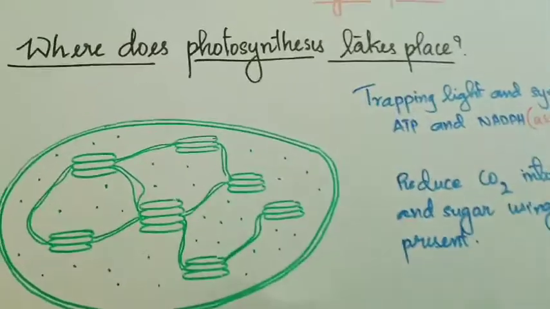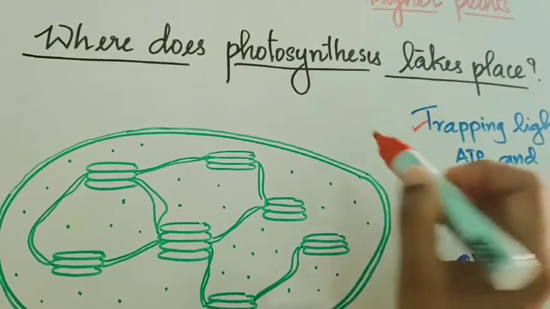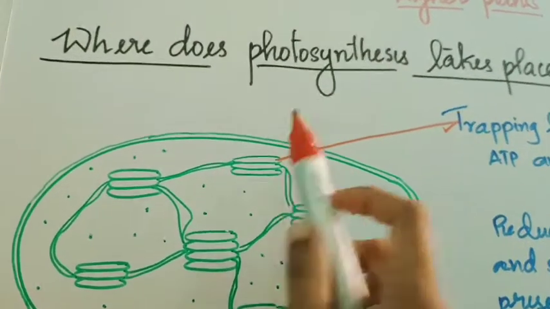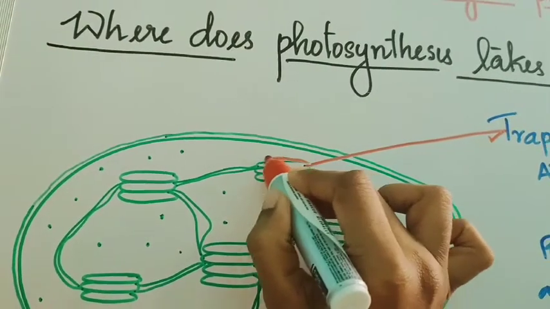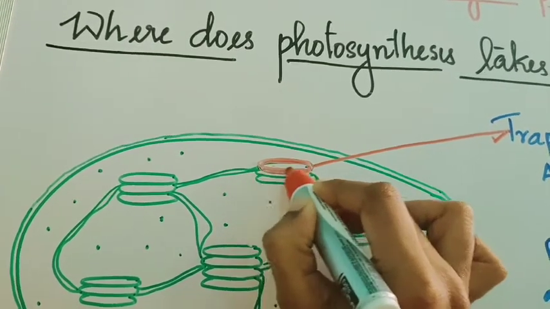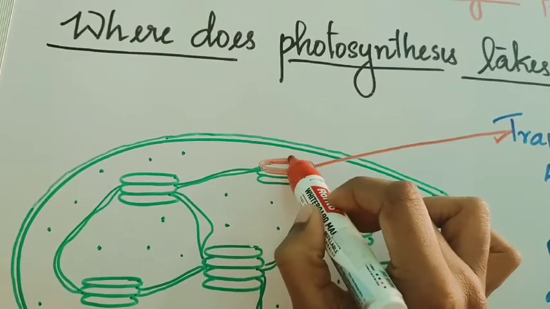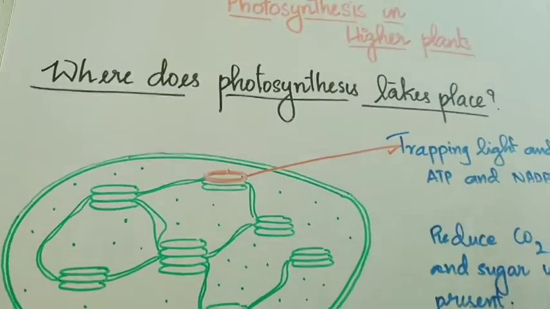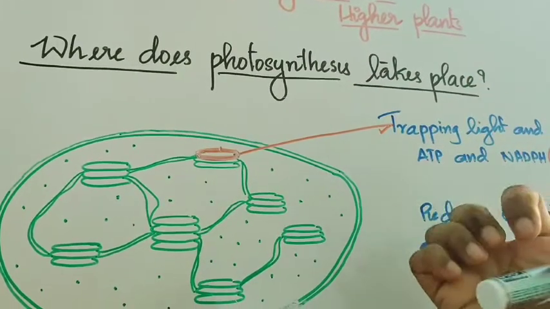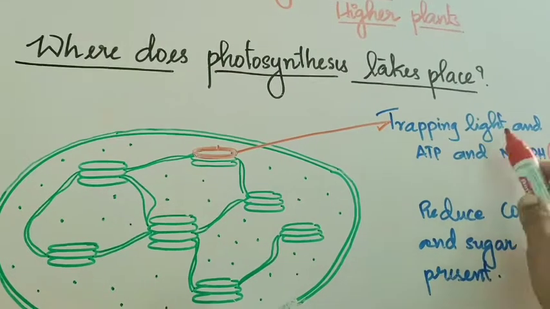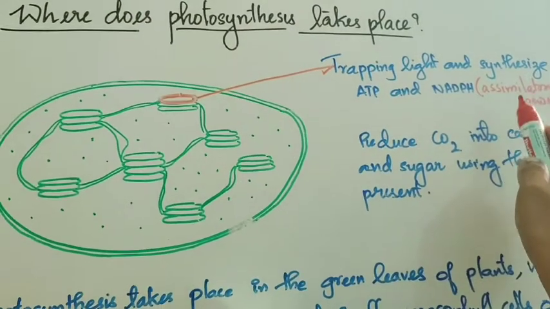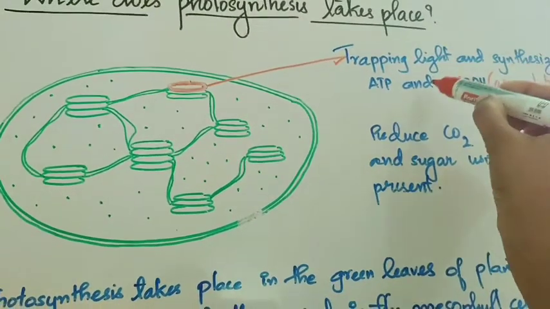Alright, now this first step takes place in the membrane system of chloroplast. When I say membrane system, it means the thylakoid membrane. This is one thylakoid, and in its membrane, this first step is taking place, which is trapping of light. That is, this membrane traps or captures the light and then uses it for the synthesis of ATP and NADPH, which is nothing but the assimilatory power. Okay, this is the first step.